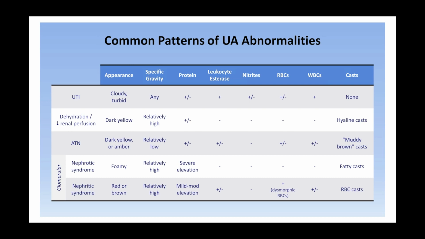Nephrotic syndrome is characterized by severe elevation of proteins, and also there'll be fatty casts, and due to the increased amount of protein, the urine will be foamy. And in nephritic syndrome, there will be RBC casts. So because of that, the urine would appear to be red or brown, and there will be a mild or moderate increase in RBC.